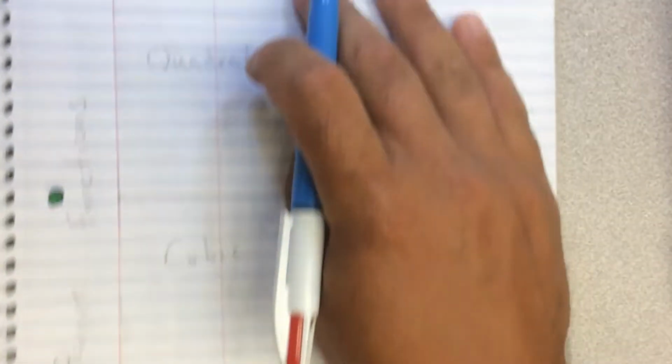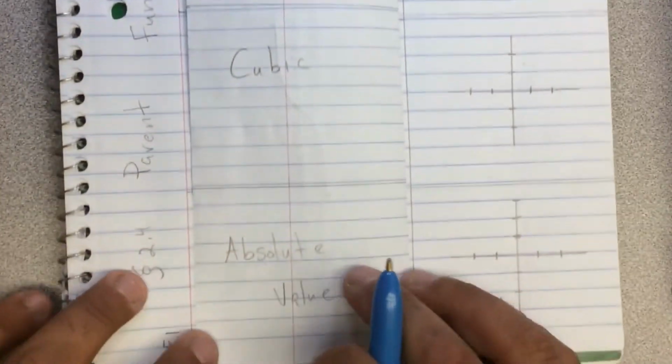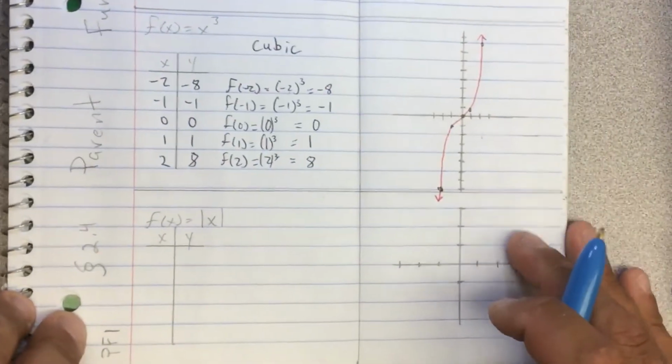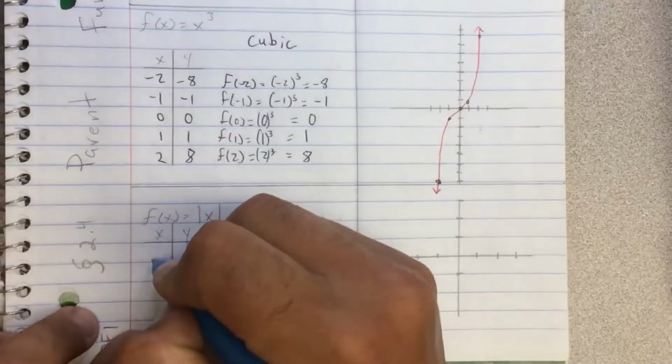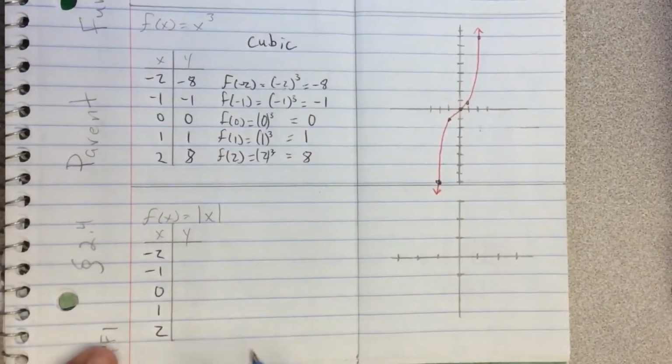So we go from the top, we have this is linear, quadratic, cubic, and our last one's going to be our absolute value function. All right, so once again, we're going to go -2, -1, 0, 1, and 2. But this one we have absolute value.